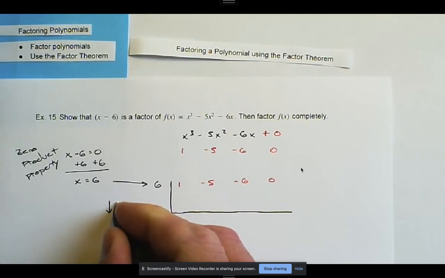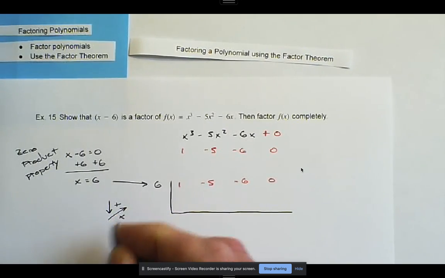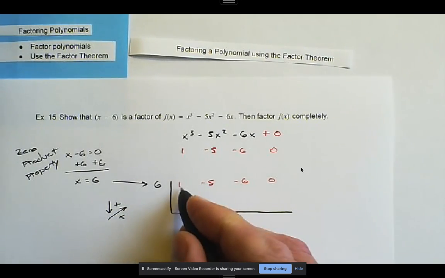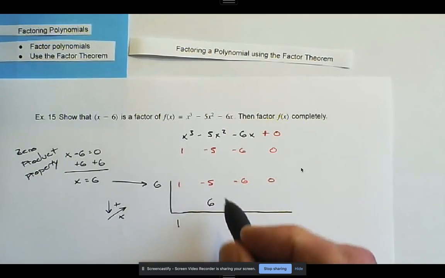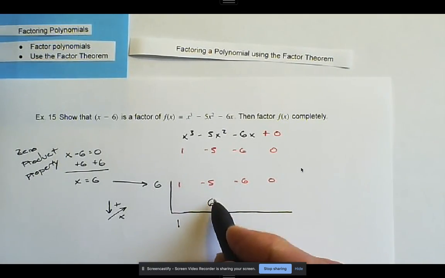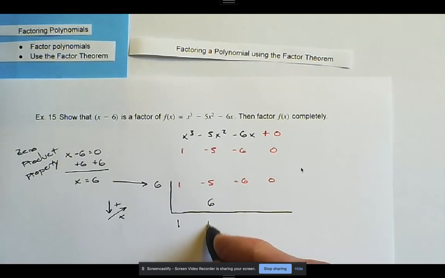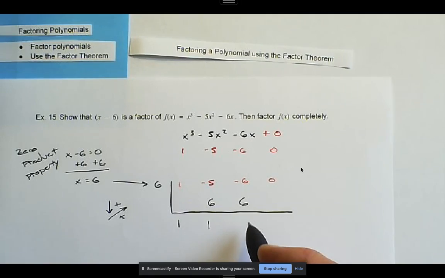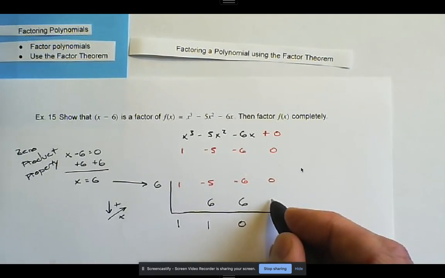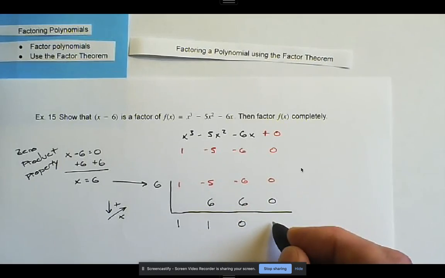So add down, multiplying the diagonal. 1 plus 0 is 1. 6 times 1 is 6. Negative 5 plus 6 is 1. 1 times 6 is 6. Negative 6 plus 6 is 0. 6 times 0 is 0. 0 plus 0 is 0.